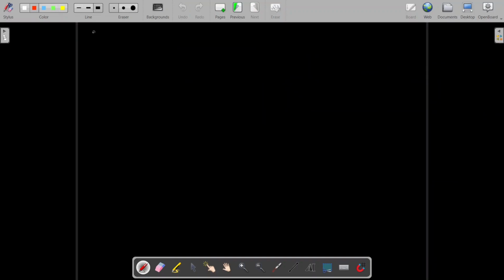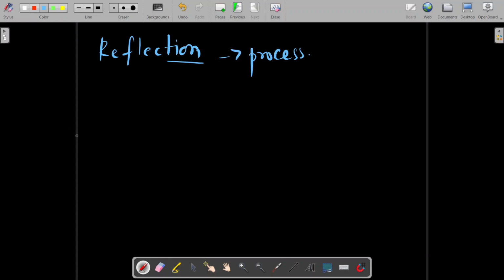First, we are going to know what we mean by reflection. Wherever you see this "TION" ending, it means you are talking about some process. What is the process here? It is a process of bouncing back of light.